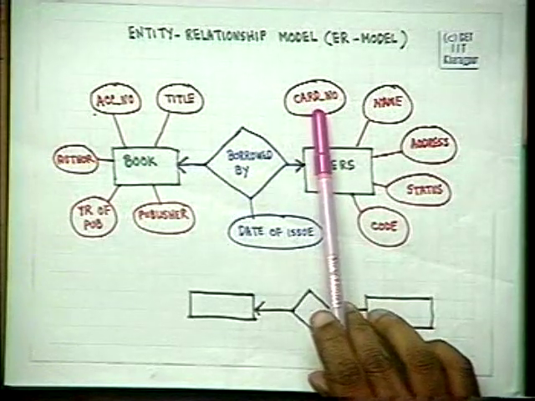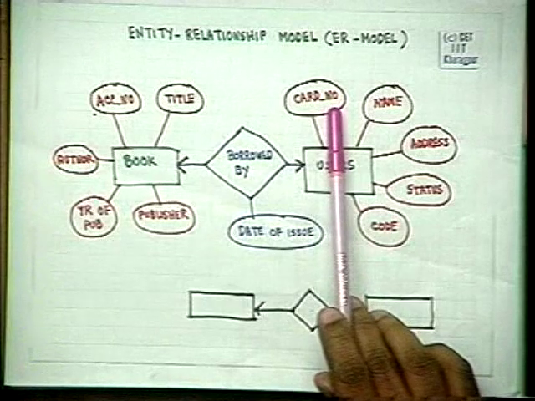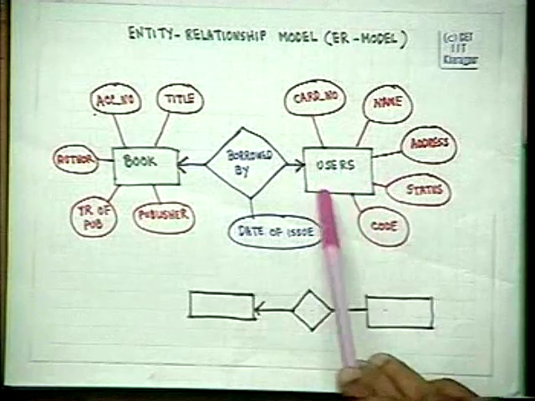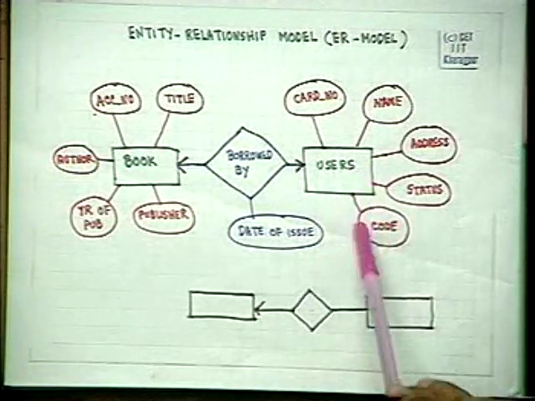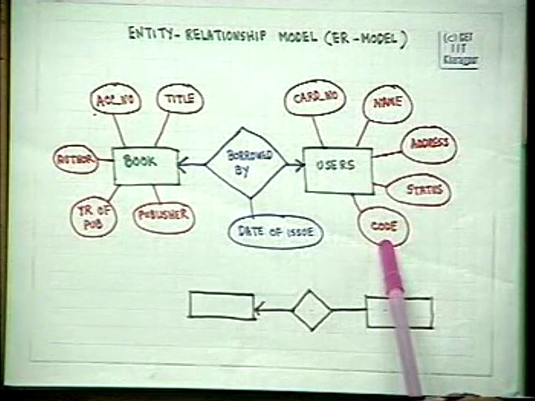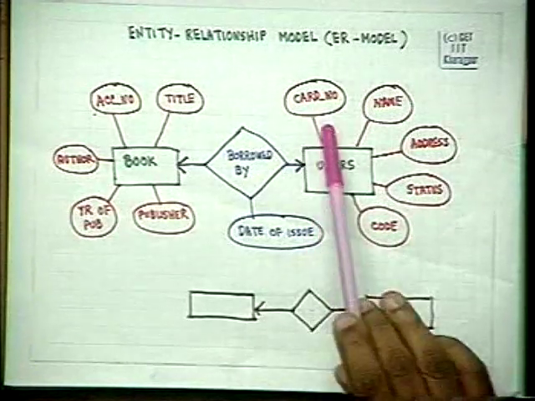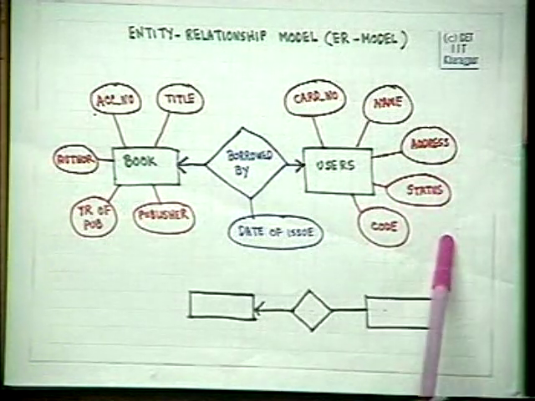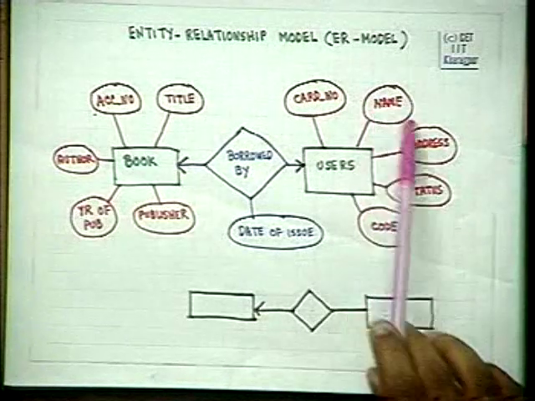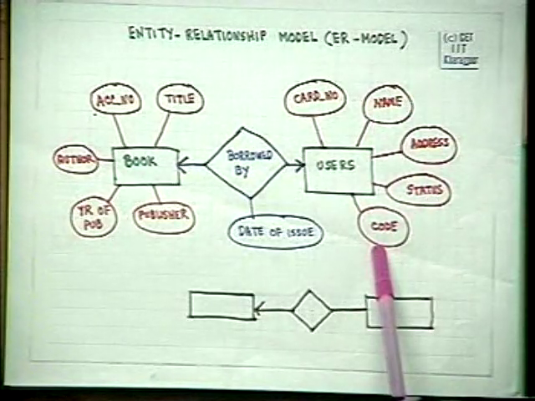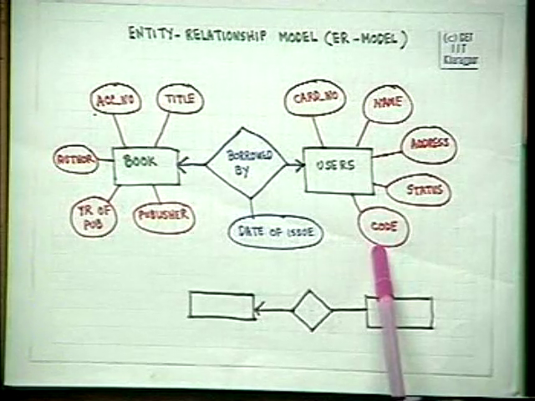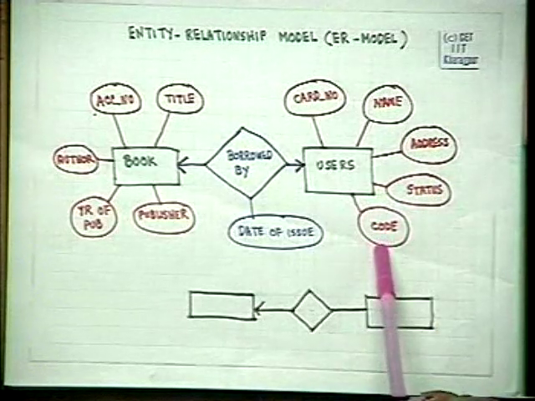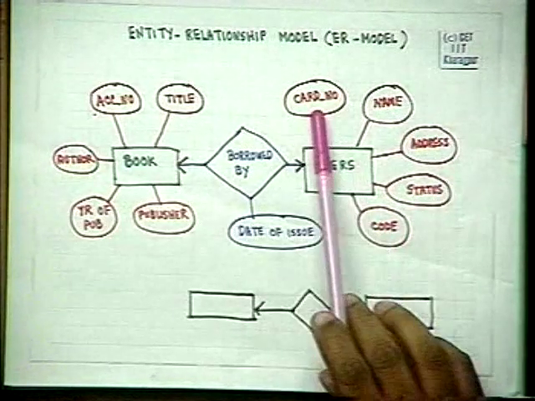If we want that no two users have the same card number, then in this entity set you will never have two elements with the same card number and the other attributes different. If the two card numbers are same, the other attributes must be same, sorry. Name, address, status and code may itself be unique. Two people with the same name, same address, same status and same employee code cannot have different card numbers.